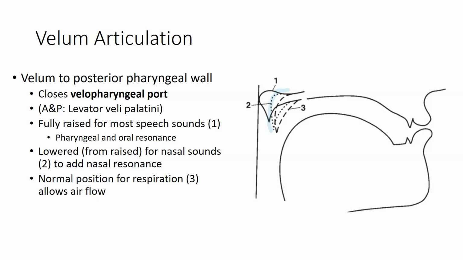The velum is lowered relative to that raised position for nasal sounds to add a nasal resonance to the speech that makes nasal sounds distinct. The normal position of the velum is even lower, allowing for easy respiration, easy airflow through the nasal cavity.